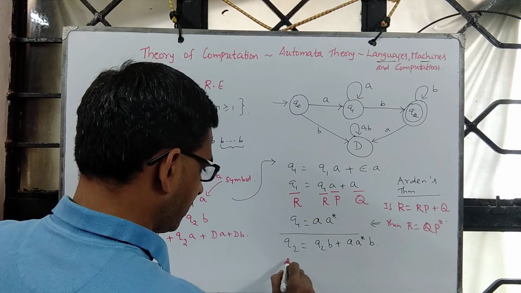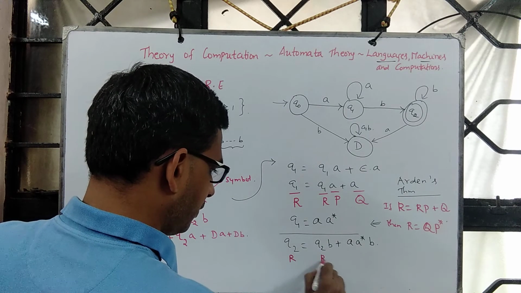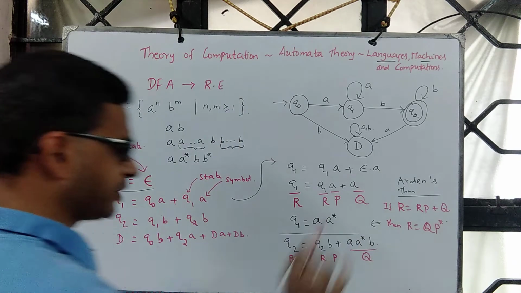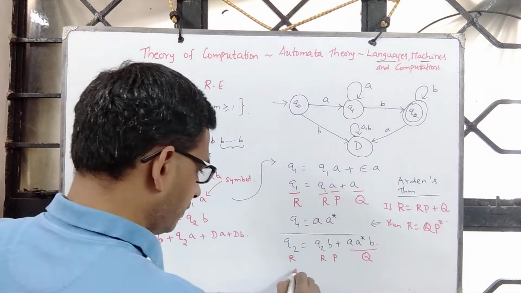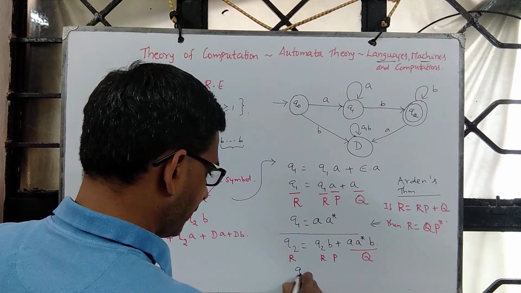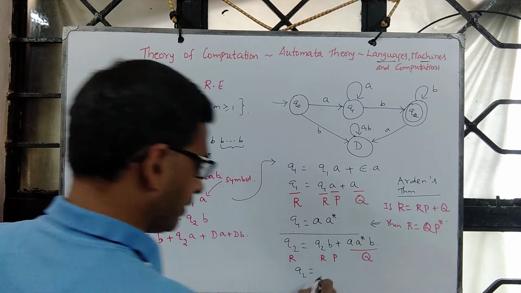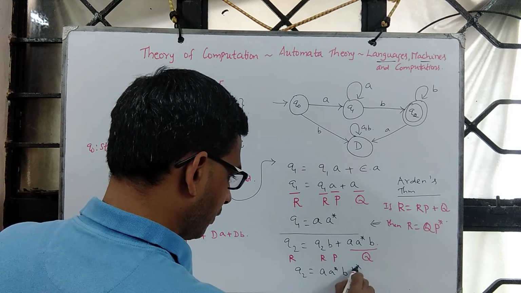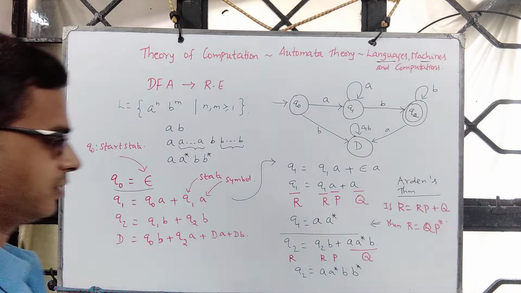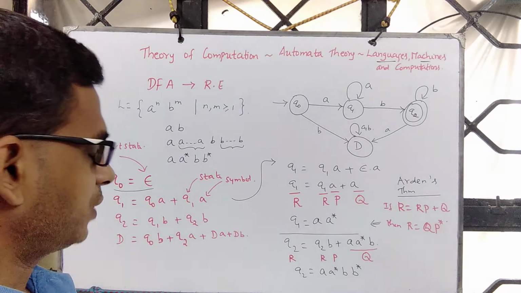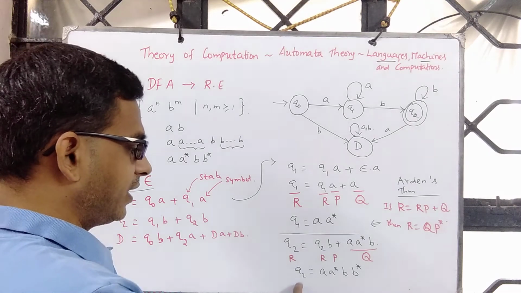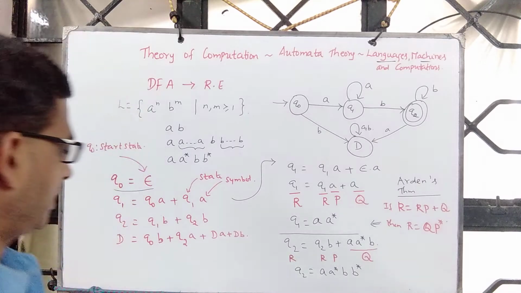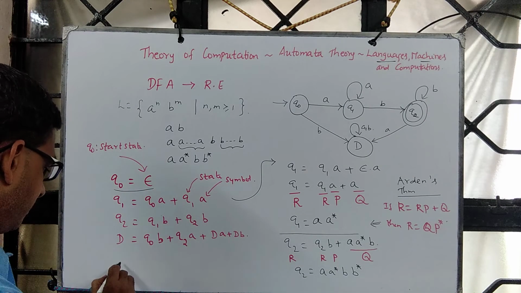Again use this theorem, R is equal to RP plus Q. Q is some expression. Now the solution says Q2 is A star followed by B followed by B star, which is this. So that's all. This gives you that at Q2 what we see is precisely this. Now this can be substituted here.